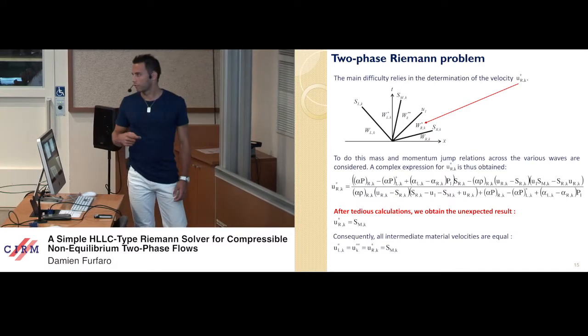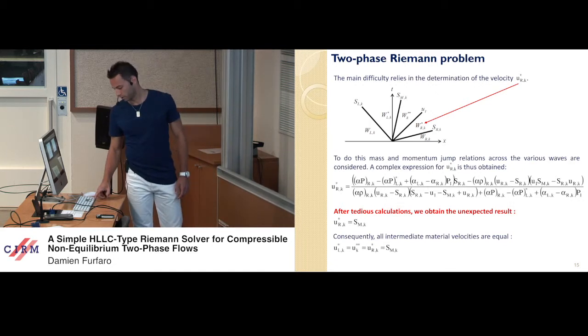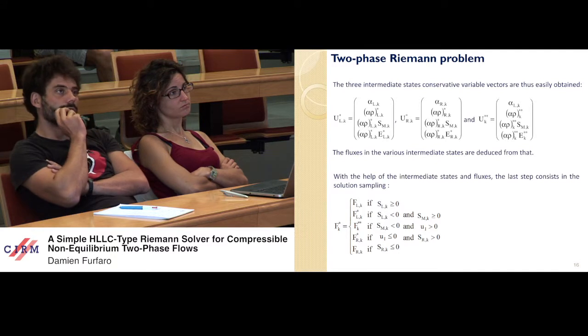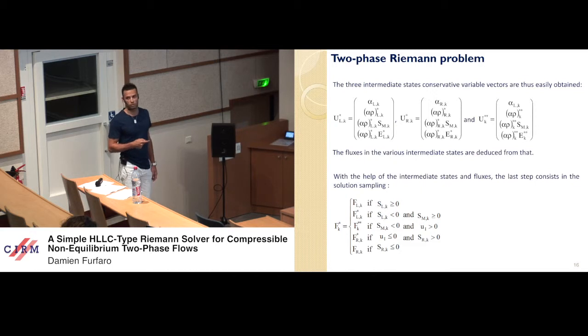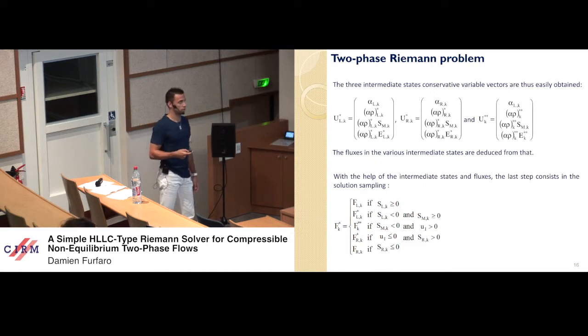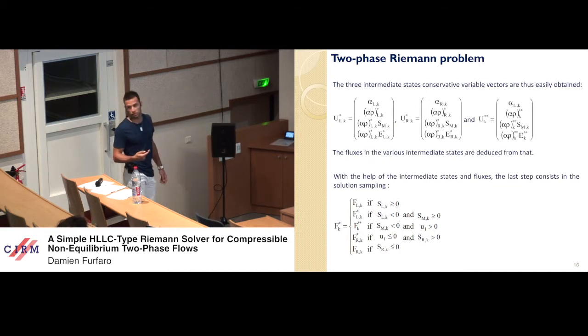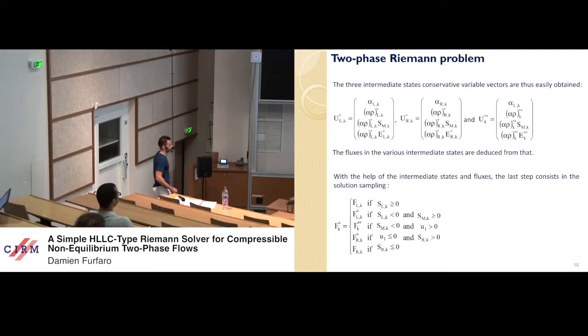In the following, we haven't written the other Riemann problem solution variables for the sake of simplicity. The three intermediate states' conservative variable vectors are thus easily obtained. We obtained the conservative variable vectors for each intermediate state. The fluxes in the various intermediate states are deduced from that. And with the help of the intermediate states and fluxes, the last step consists in the solution sampling.